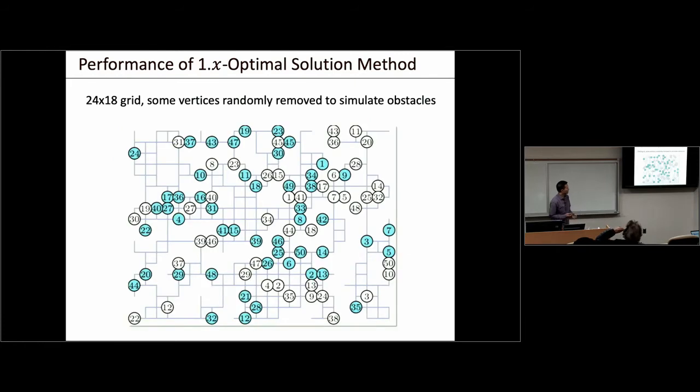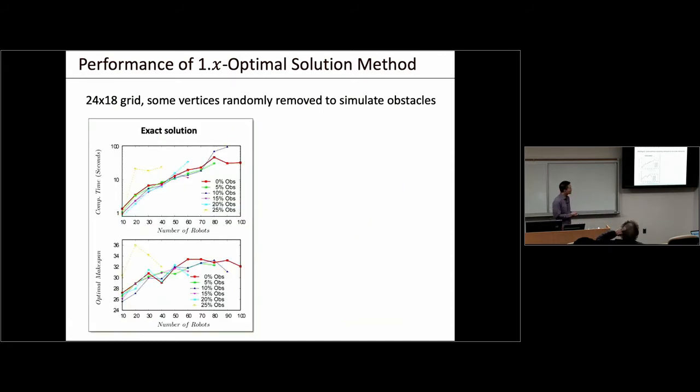So for example, we can solve problems like this, where we have a bunch of randomly generated start and goal configurations on a grid with a bunch of vertices carved out to represent obstacles. If we don't add any additional heuristics and want to find the exact optimal solution, we can actually do this for that previous 24 by 18 grid for up to about 100 robots. And we can compute these in under about 100 seconds for most of these. Here, we vary the number of vertices that are removed to represent obstacles.